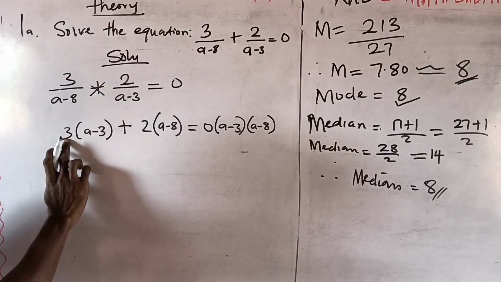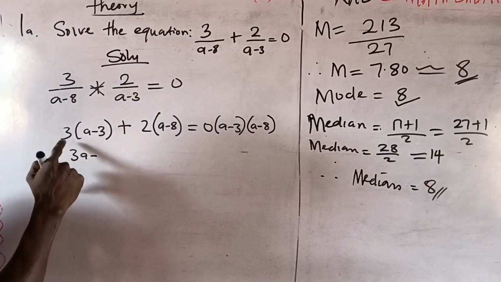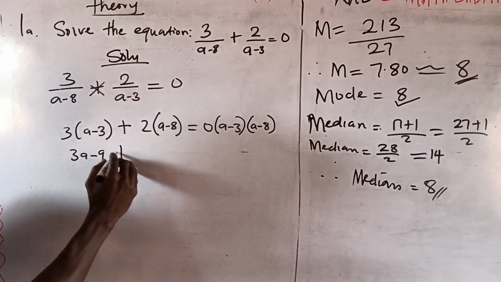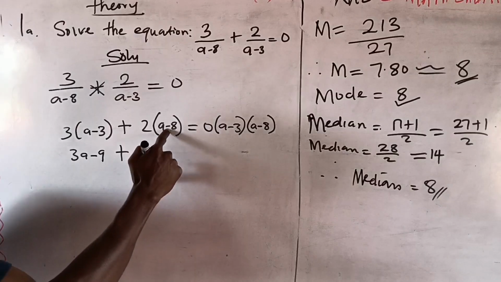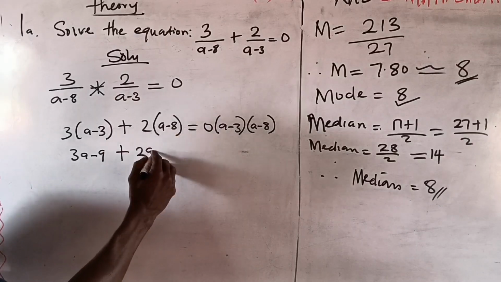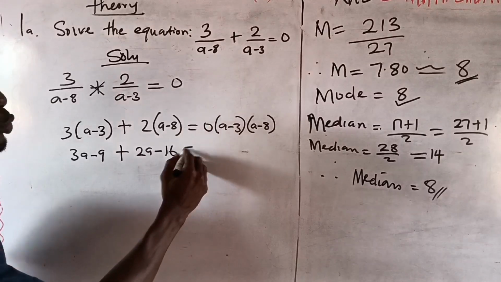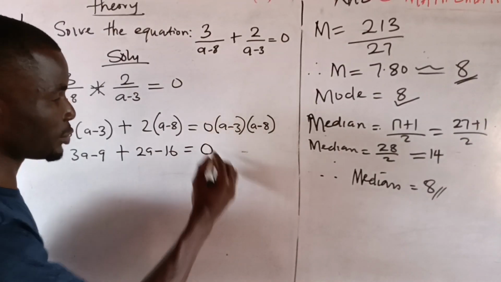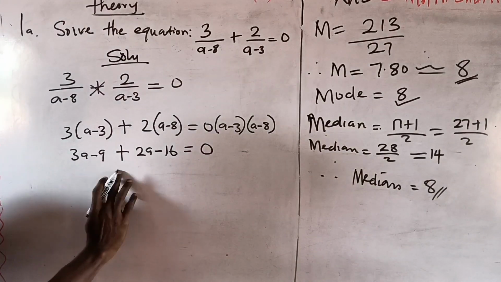So we have 3 times a will give us 3a, minus 3 times 3 will give us what? 9. Plus 2 times a will give us 2a. Don't forget this is minus. Plus times minus will give us minus. 2 times 8 will give us 16, equals to 0, because 0 times all this will still give us 0. So we collect like terms.